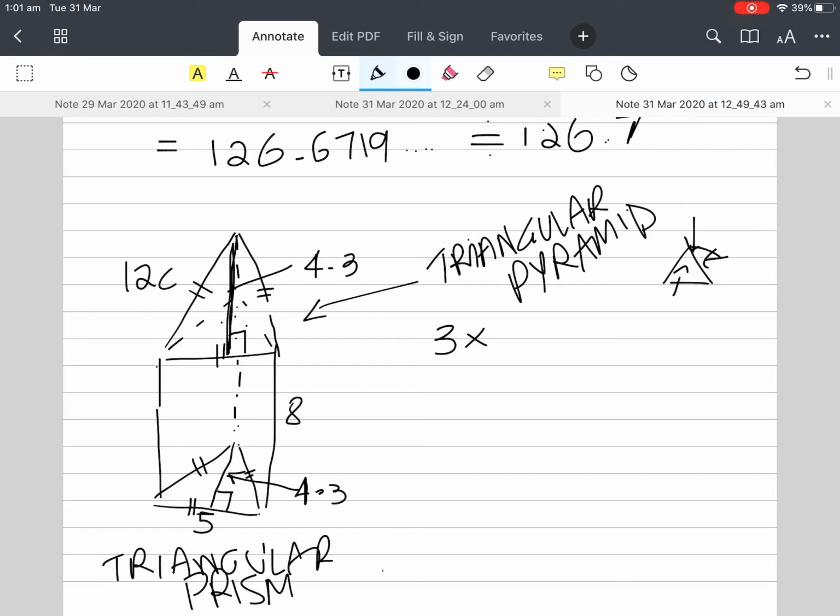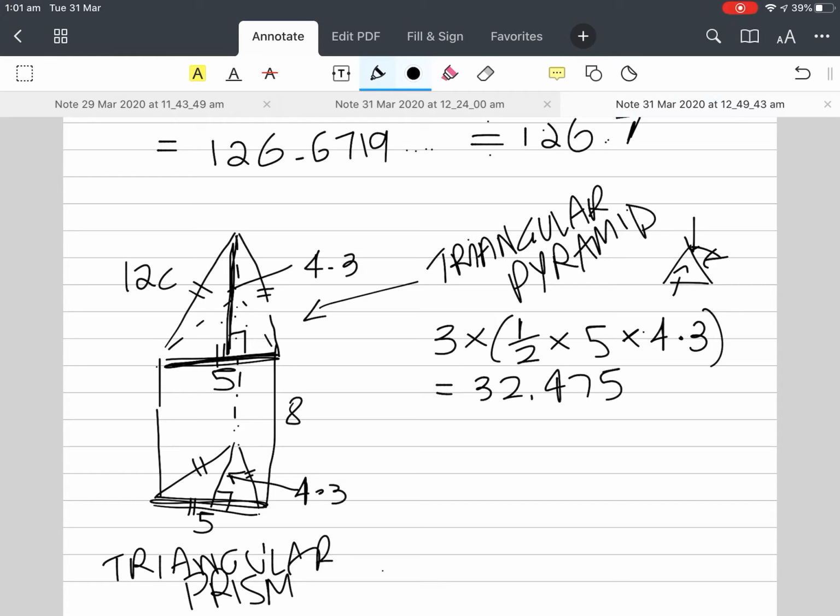Okay, so I need to go 3 lots of, now the area formula for a triangle is half times the base. Now here's the base, it's 5, because it's got the 2 strokes on it. So half times the base times the 4.3. Okay, 4.3 was given in the diagram. Mine's not really pretty, but hopefully you can see it if you look back a bit at the video. That gives me 32.475. So that's my triangular pyramid surfaces.